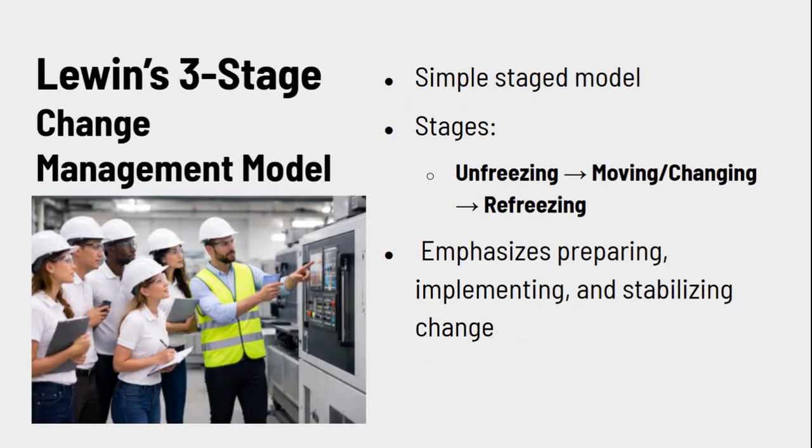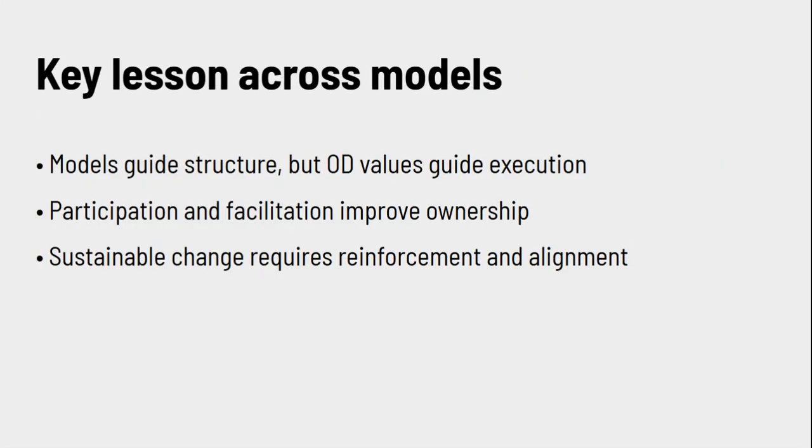Finally, Lewin's model gives a simple and powerful staged view of change. The first stage is unfreezing, which helps people and systems let go of old patterns and prepares the organization for change. The second stage is moving or changing. This is where new behaviors, systems, or structures are introduced and practiced. The third stage is refreezing, which is stabilizing the change so it becomes part of normal organizational life. This is where reinforcement matters because when refreezing, people often drift back to the old way.